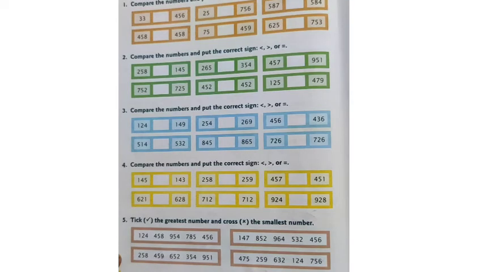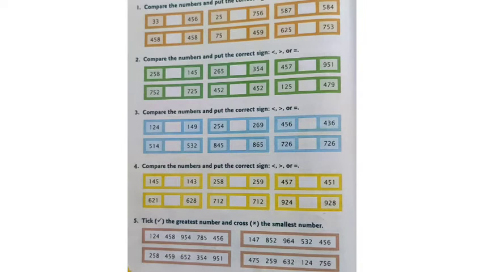Now let's move on to page number 70. All of you open page number 70 and write down the date. In this page, till question number 4, we have to compare the numbers by using the less than, greater than or equal to sign. Children, whenever you are comparing, always go in for the smaller number. Check the smaller number and write the appropriate sign for that, and everything will be correct.